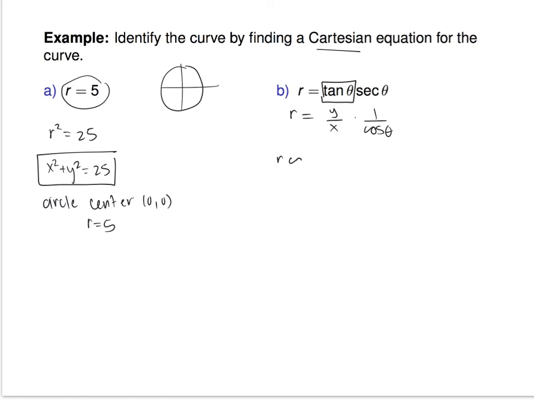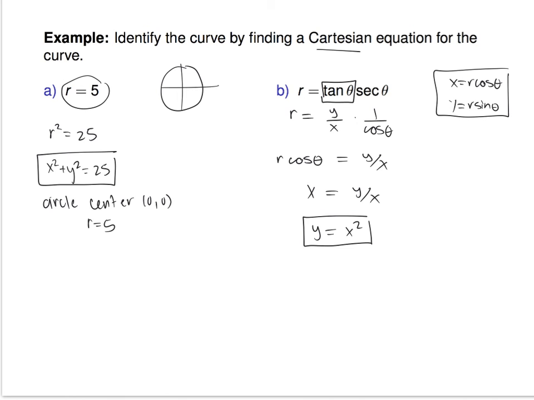So this is r cosine theta equals y over x, or x equals y over x, and you had it, y equals x squared. How did you go from r cosine theta to just x? Because that's the conversion equation. x is r cosine theta, y is r sine theta, kind of like how in the unit circle, x is your cosine, y is your sine. That's a common trick you're going to have to use to convert these things back into rectangular equations. All right.